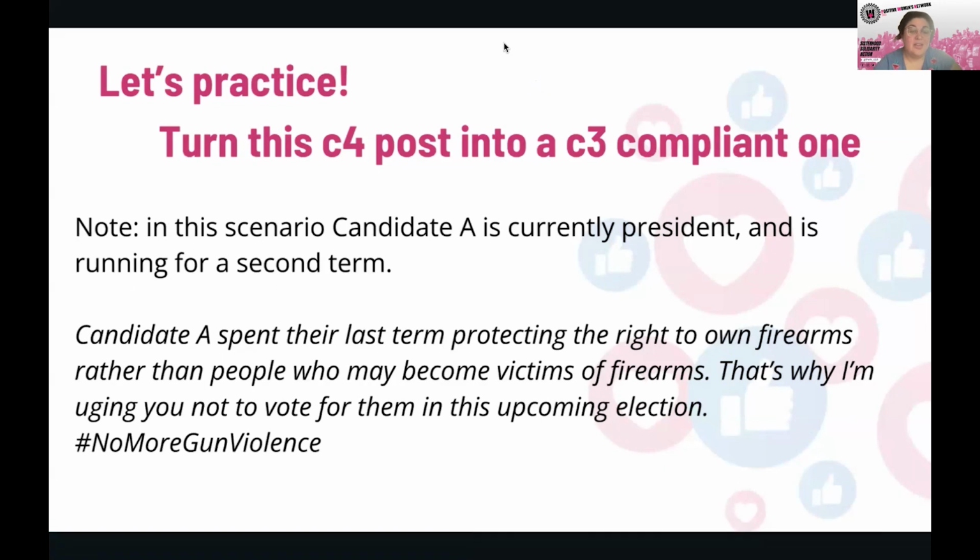All right, so another one that is kind of what we were just talking about. In this scenario, candidate A is currently president and is running for a second term. So we're saying candidate A spent their last term protecting the right to own firearms rather than people who may become victims of firearms. That's why I'm urging you not to vote for them in this upcoming election. Hashtag no more gun violence. What can we say? What can we not say?